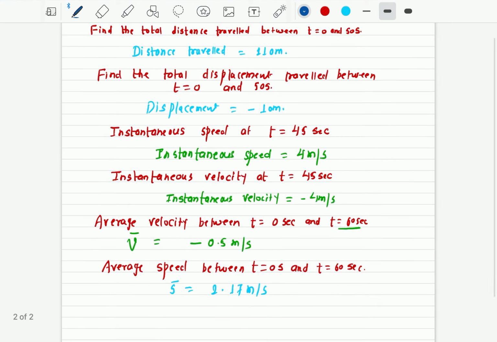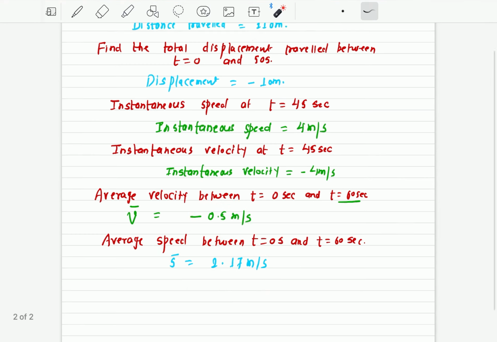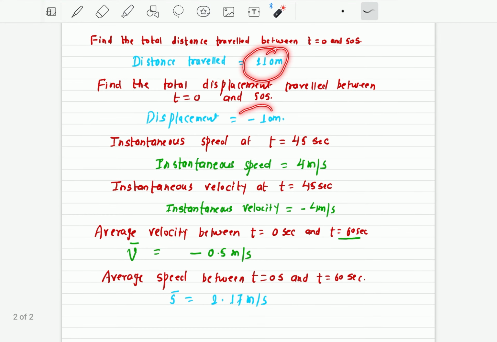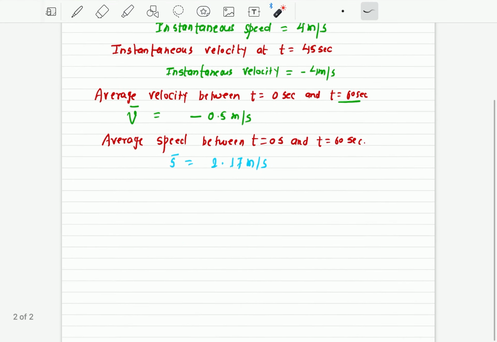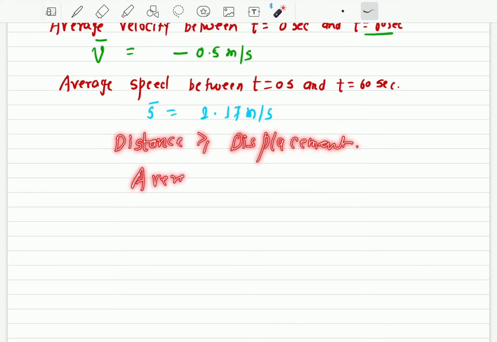And now if you look at all the information we have, the one thing you must be convinced of is that average speed is always greater than the average velocity, and the distance traveled is always greater than the displacement. Okay, so just make a note here. The distance is always greater than or equal to displacement, and average speed is always greater than or equal to average velocity.